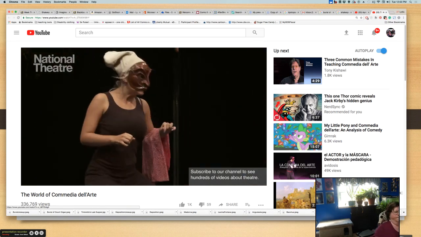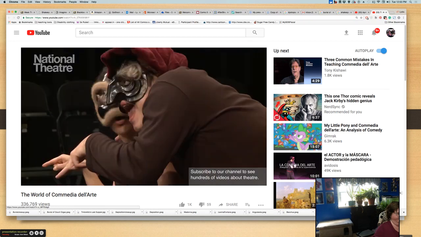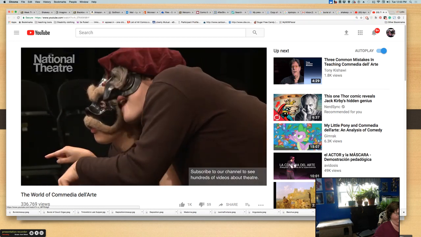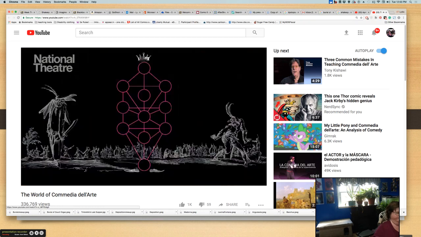The world of commedia. Masters, servants, and lovers. They're universal types that you see everywhere. We use this diagram to look at the world of commedia.